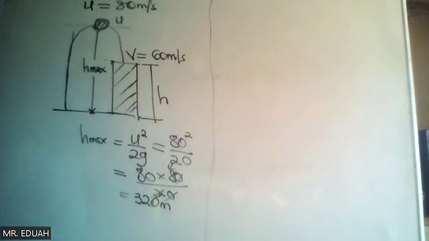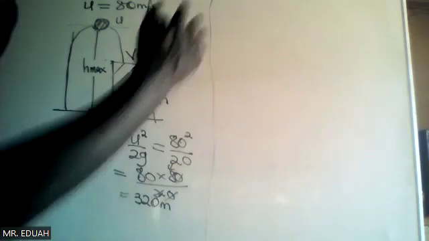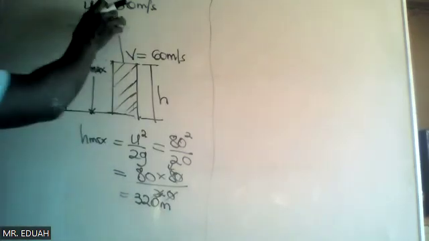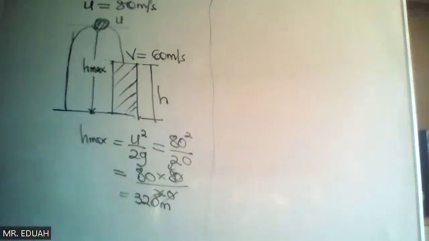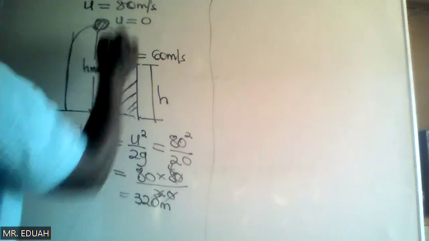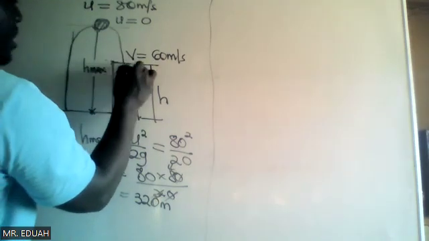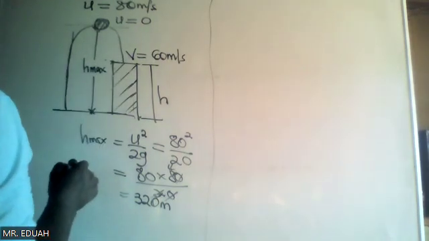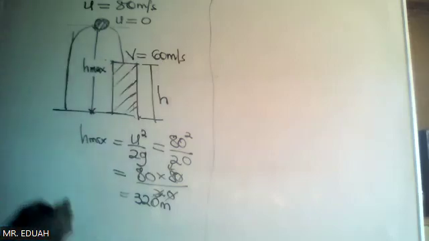At the maximum height, what is the initial velocity there? Zero, because it is free falling. When it gets to the maximum height and is coming back, it is free falling, so the velocity is 0. So if we have u = 0, and when it hits the floor, the final velocity is 60.